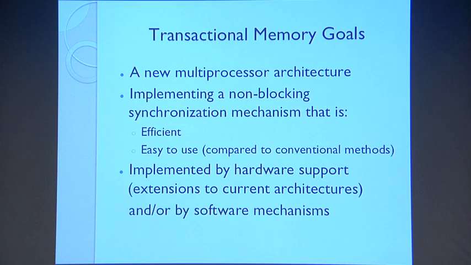So what are the goals of transactional memory? First of all, it started, and it's still some kind of a goal, to have a new multiprocessor architecture in terms of how to handle stuff with memory. And the idea is that they want to implement a non-blocking algorithm, like we saw in the beginning of the week, but they want it to be very efficient. And on the other hand, they want it to be very easy to use, so that every programmer that finishes, I don't know, CS50 or some basic programming course can easily use these mechanisms.